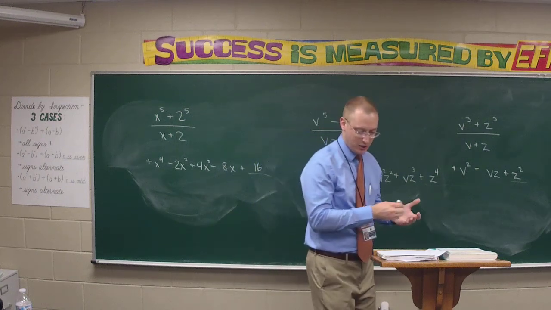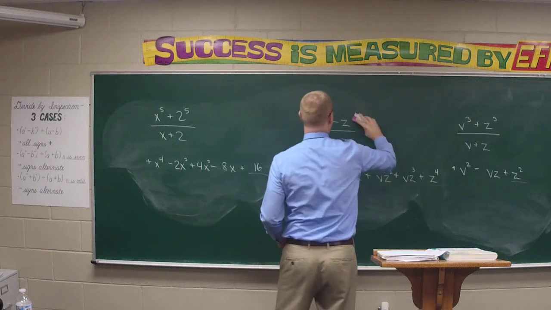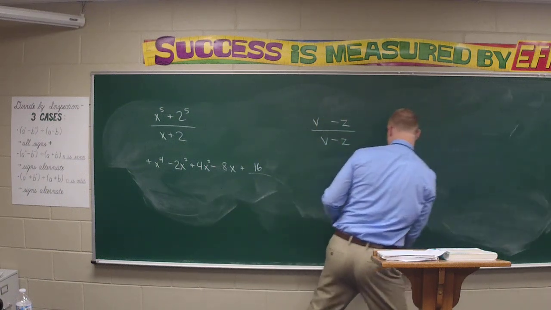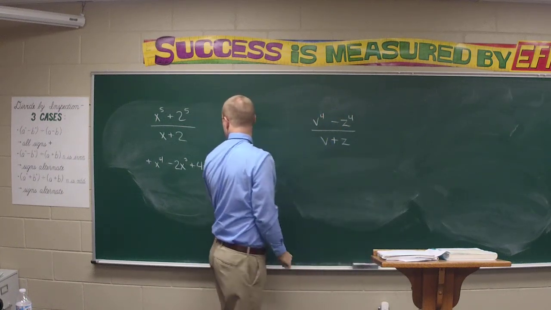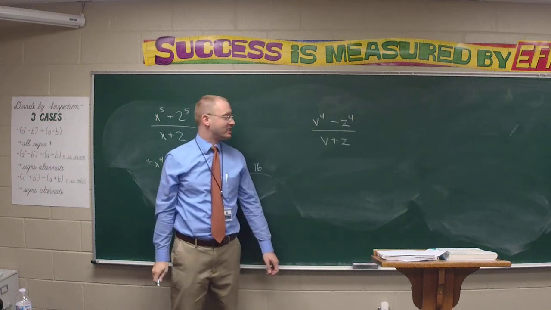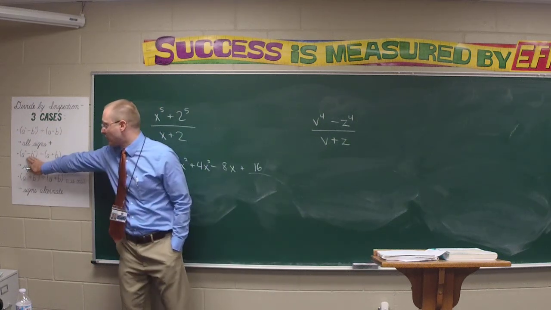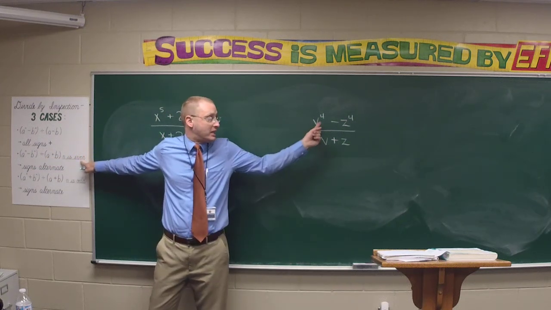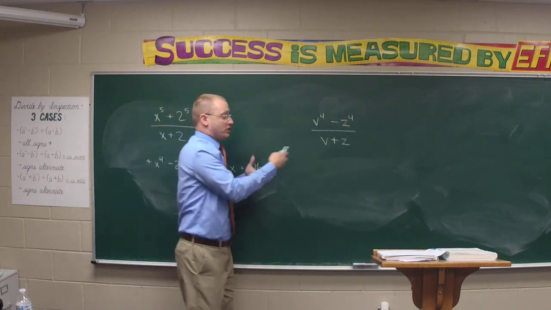The descending, ascending thing. Write this one down. V to the fourth minus Z to the fourth divided by V plus Z. If you have a difference divided by a sum, the exponent has to be even, and the signs are going to alternate. But I still do the descending, ascending thing.